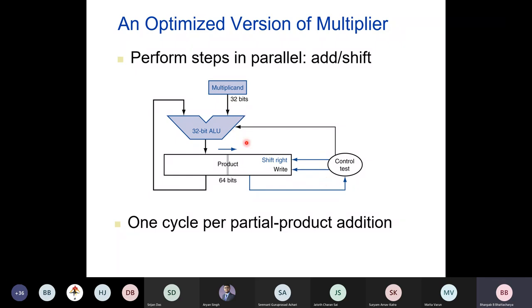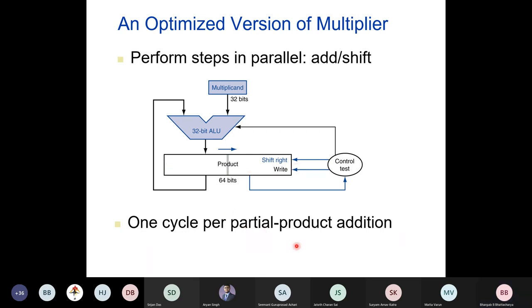So this is an optimized version where you reduce the cost of the hardware. You don't need the multiplier register, first of all. And secondly, you don't need a 64-bit register for storing the multiplicand, and you don't need a 64-bit ALU. All you need is a 64-bit register to save the product term as well as the multiplier initially. As the multiplier bits are shifted out, the product term grows gradually, and finally the product term will occupy the entire 64 bits.